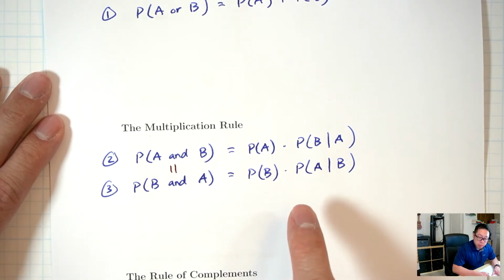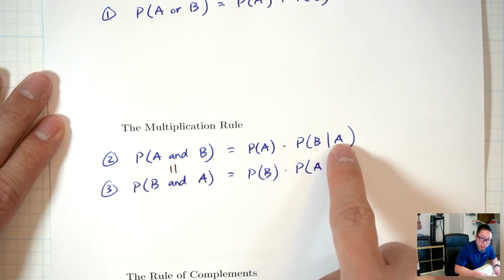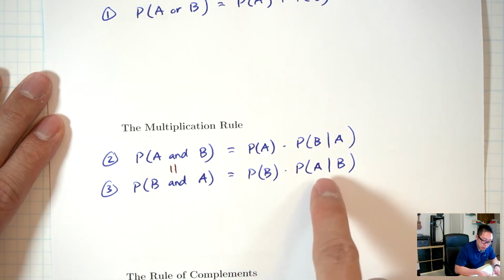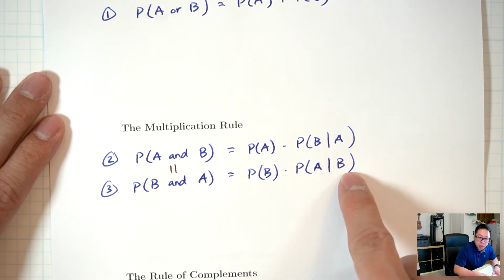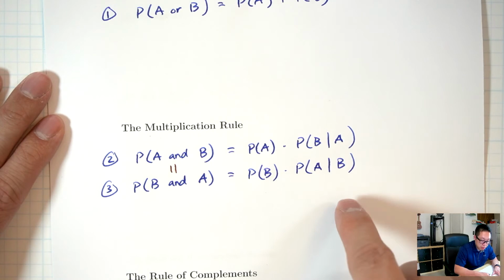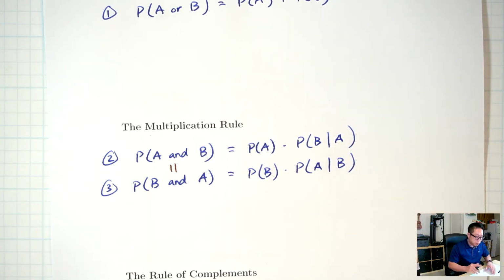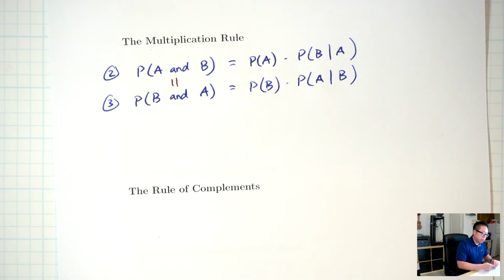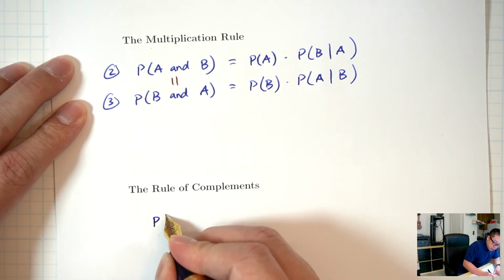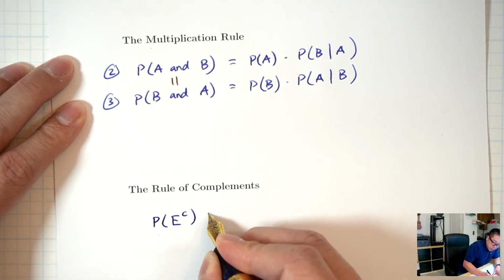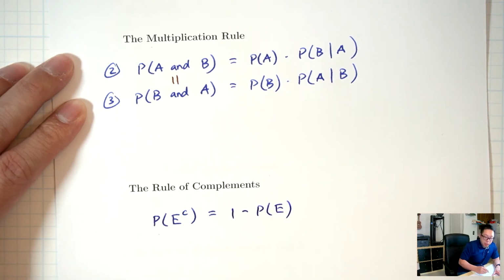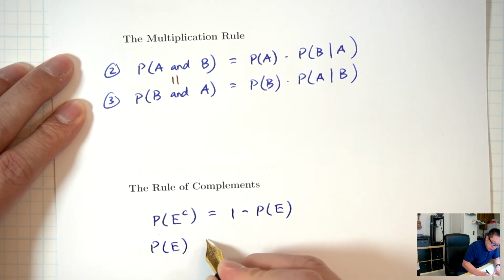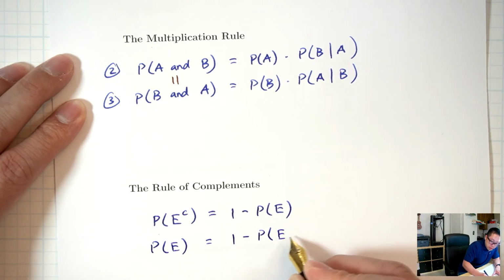The right side is different, right? The right side of the first one involves a B given A. The right side of the third one involves an A given B, and these are different. So it's going to be useful because sometimes you'll have A given B, and sometimes you'll have B given A given in the problem. So that's going to determine which of these formulas you use. And then the rule of complements. So this is just a relationship between an event and its complement. And it says the probability of the complement is 1 minus the probability of the original. And the probability of the original is 1 minus the probability of the complement.